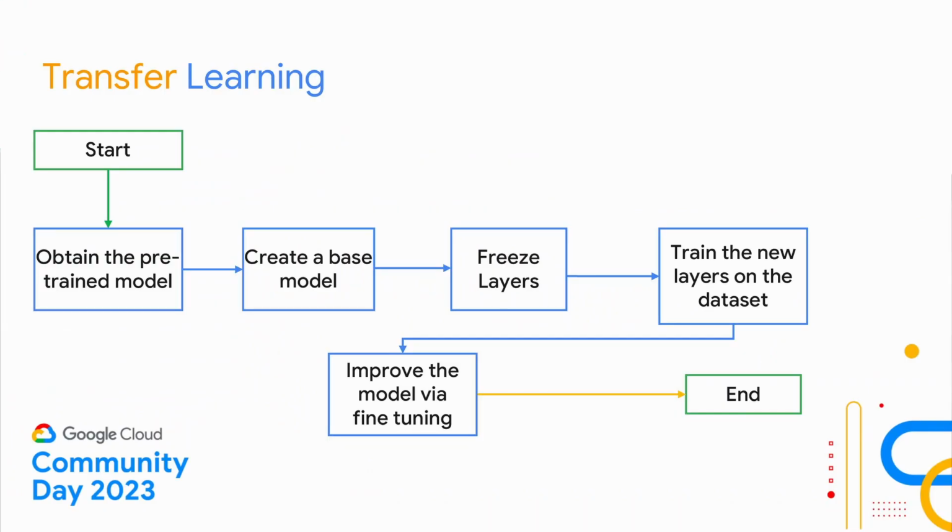So I obtain a pre-trained model, I create a base model, and I freeze the layers. Previously, if you see clearly, I've already frozen some layers here. I train the entire model with the new data set, and the data set that I provide should be labeled in nature. So all of this is supervised learning. I retrain the model again, and I keep improving it via fine tuning so that I have the best possible model in hand. Now I'll give you an example of the entire case that I've just spoken about.